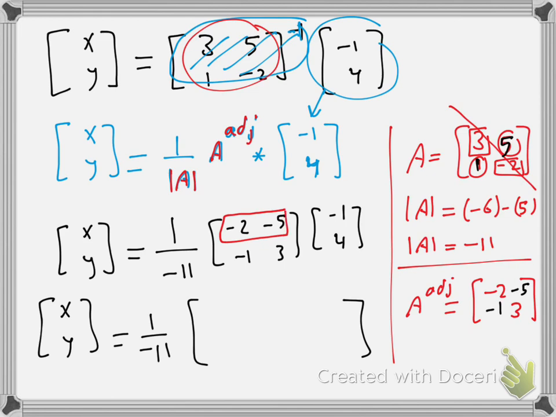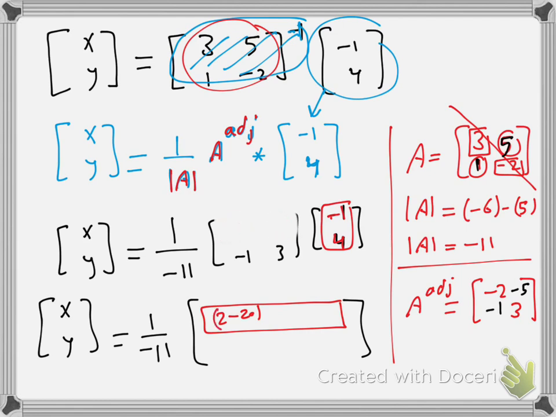Then I will multiply the first row by the column and the answer will be a row. Let's make the multiplication. The first number with the first number, negative 1 multiplied by negative 2, which is positive 2. And then negative 5 multiplied by 4, this is negative 20. Now we have finished the multiplication of the first row. Let's move to the second row.